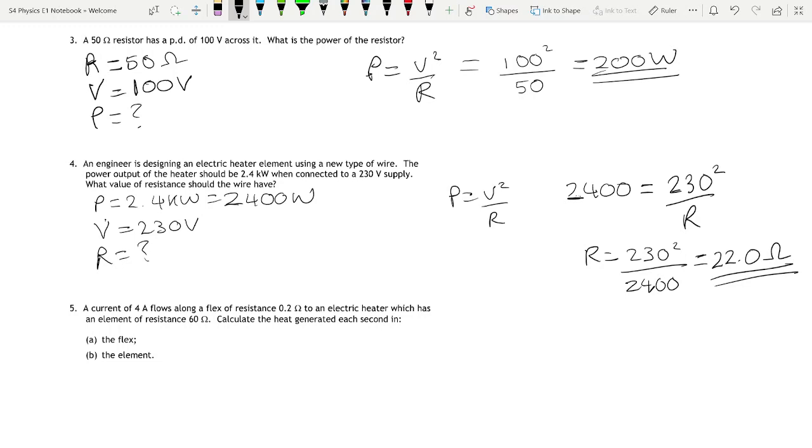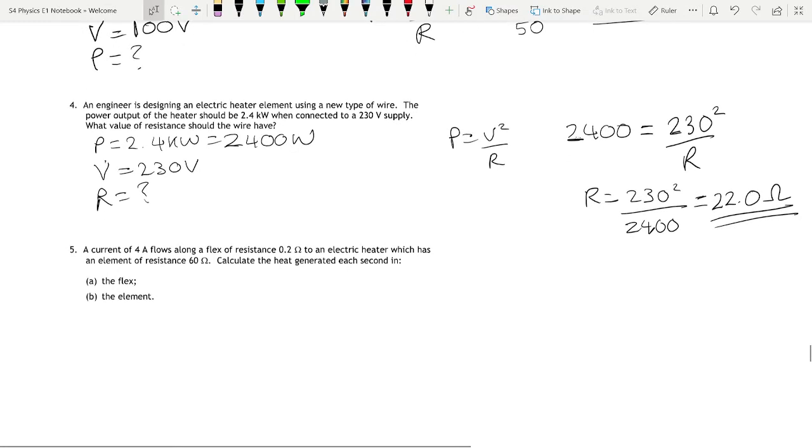Number 5, a current of 4 amps flows along a flex of resistance 0.2 ohms to an electric heater, which has an element of resistance 60 ohms. Calculate the heat generated per each second in A, the flex, B, the element. So for this one, the heat generated is the energy. You know, heat is an energy. So you actually want to find eventually the energy produced in a second.